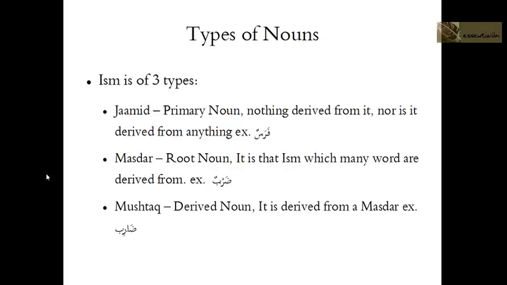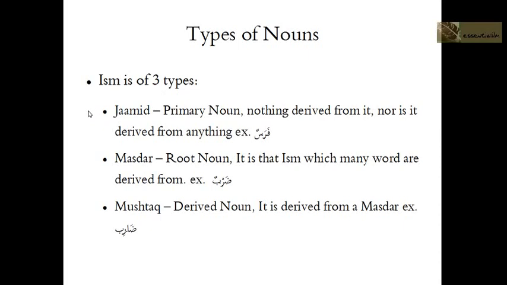Inshallah, in this lesson we will cover the types of nouns, the types of verbs, and the types of particles. So starting off with the types of nouns. Okay, so we know that ism is a noun. So ism has three types. We have jamid, masdar, and mushtaq.